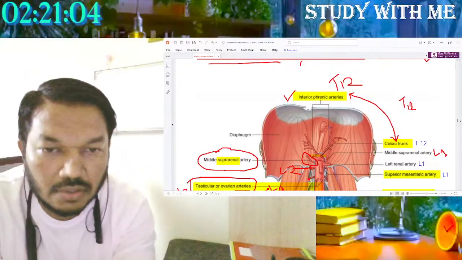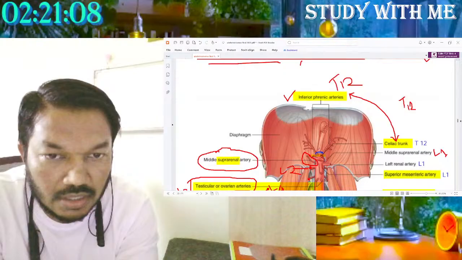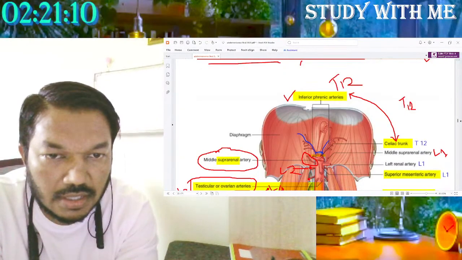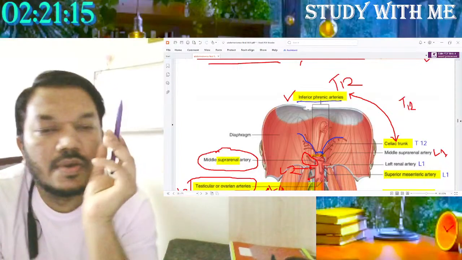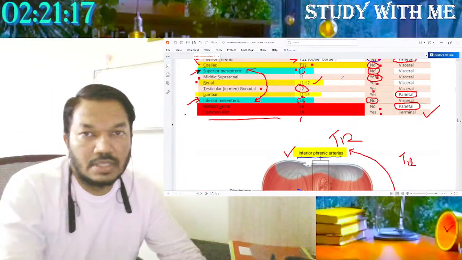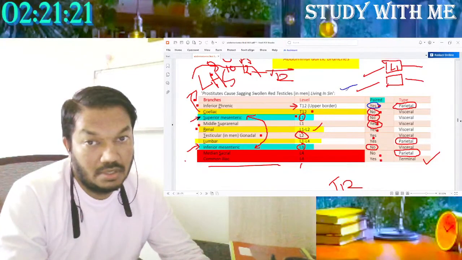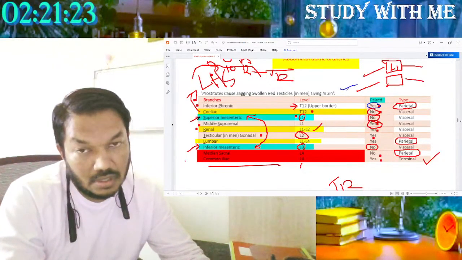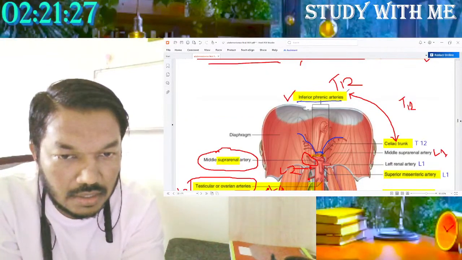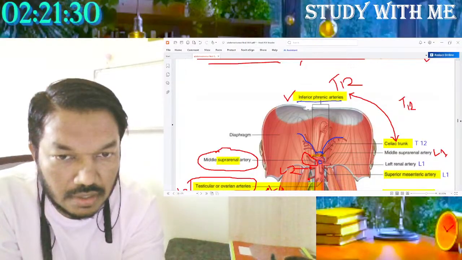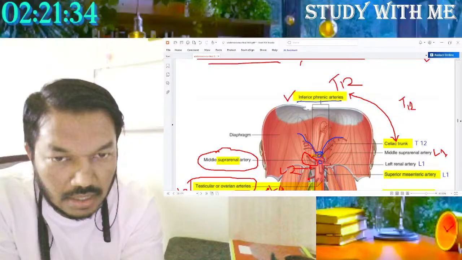Here is the opening of the abdominal aorta. And just after the opening, they are giving one side, right side and left side, two. So this is the inferior phrenic artery at the level of T12. Then we have the celiac trunk, very important, at the level of T12. This is the celiac trunk at this level.